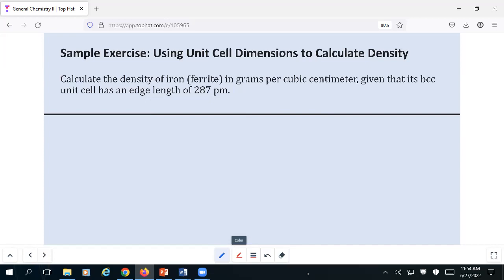All right, same kind of question. Here I have a body-centered cubic unit cell for iron in the form of ferrite. And it has an edge length of 287 picometers. So we're going to do the same kind of calculations here. We know that the volume is equal to the edge length cubed. We're just going to want to convert this 287 picometers into centimeters before we do the cubing.